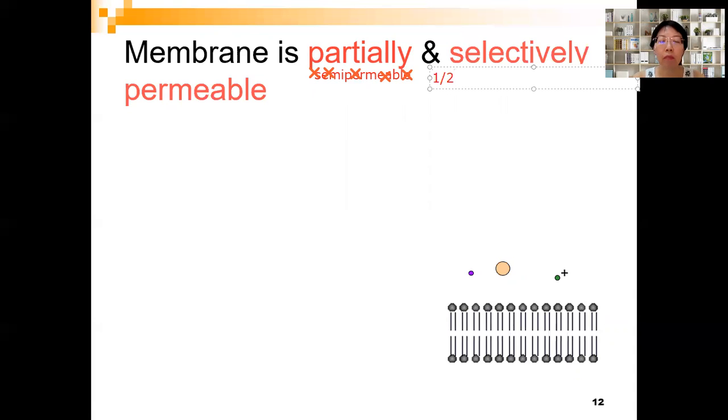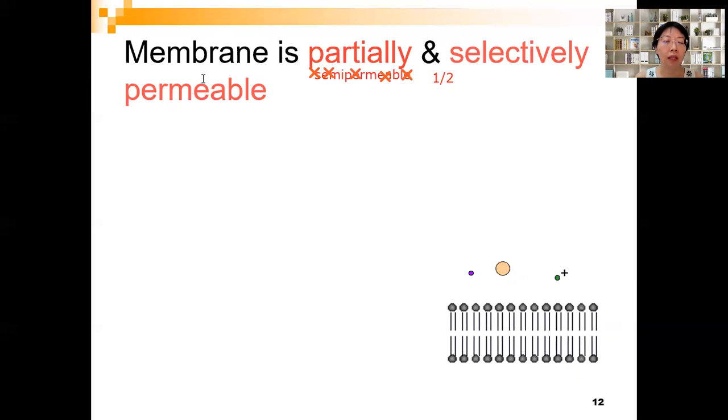Is membrane half permeable and half not permeable? Definitely wrong. Membrane is not half permeable and half impermeable. That means to say, I've got 10 molecules. Out of 10 molecules, 5 can go in, 5 cannot go in. How can it be, right? It depends on what molecules you have, isn't it?